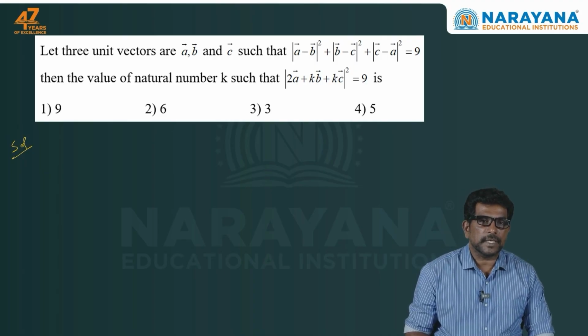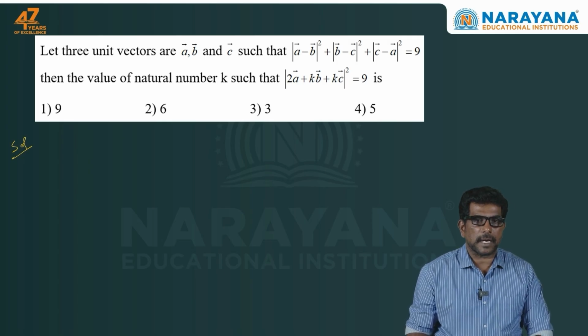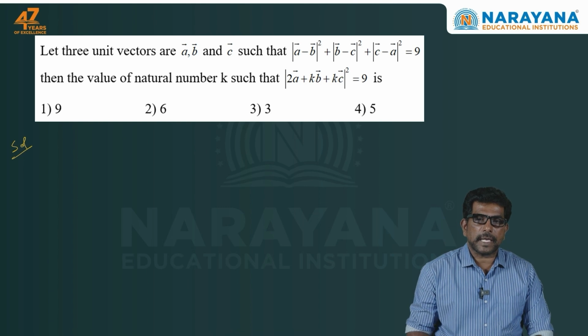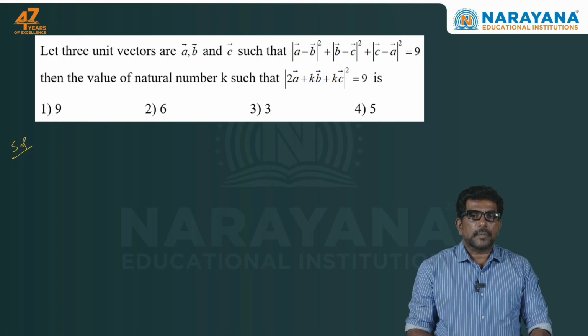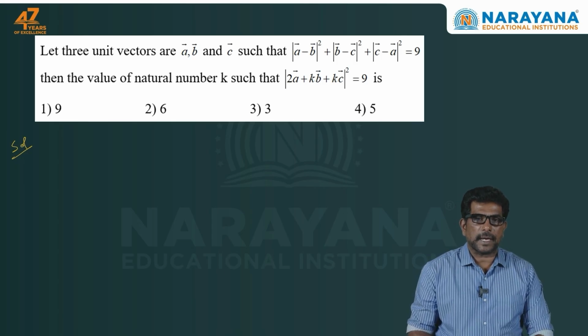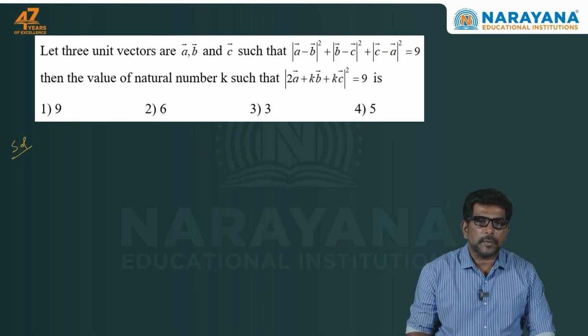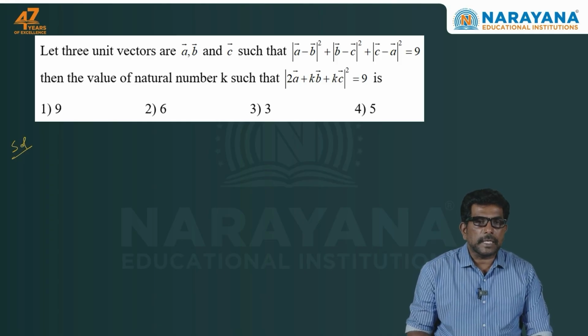Some more questions we are going to discuss. Out of those, the first one is: let three unit vectors a bar, b bar and c bar be such that mod a bar minus b bar whole square plus mod b bar minus c bar whole square plus mod c bar minus a bar whole square is equal to 9. Then find the value of natural number k such that mod 2a bar plus k b bar plus k c bar whole square is equal to 9. The problem is related to vectors and magnitudes, and this type of problem is frequently found in our material also.